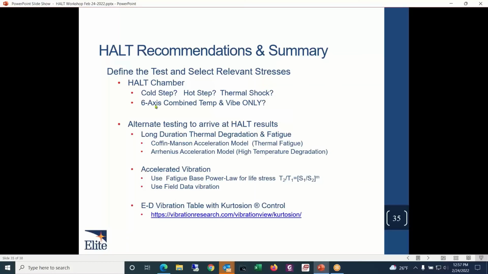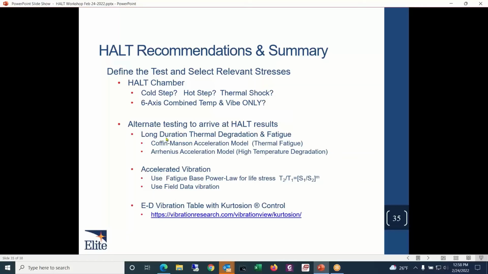So again, if you're going to use the HALT chamber, determine, does a cold step make sense? A hot step, thermal shock, are any of these tests going to bring you value? Are they representative of your environment? Would you need to know some of these operating margins? These may be some of the things that you can do internally, and you don't necessarily need a HALT chamber for. Will the 6-axis combined temp and vibe alone work best for you? That might be the part of the HALT chamber that you find most effective for finding the issues with your product.